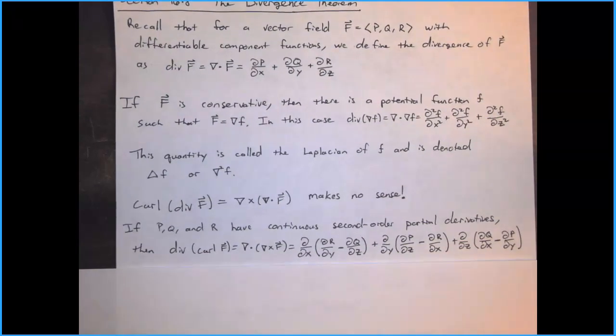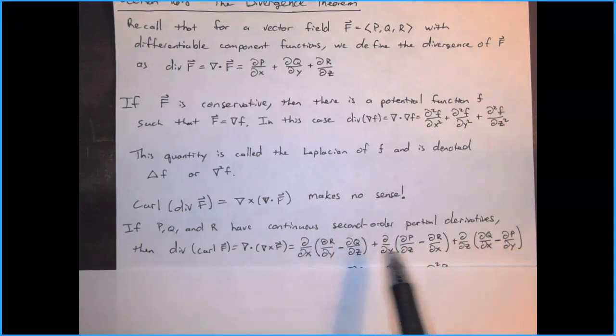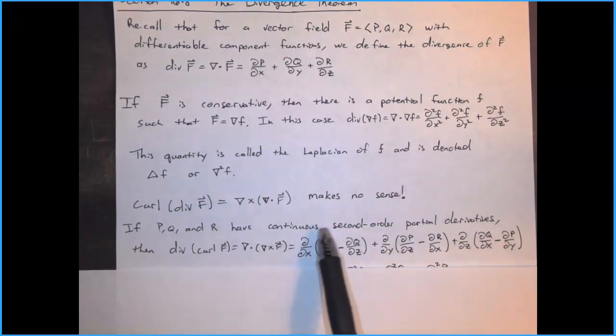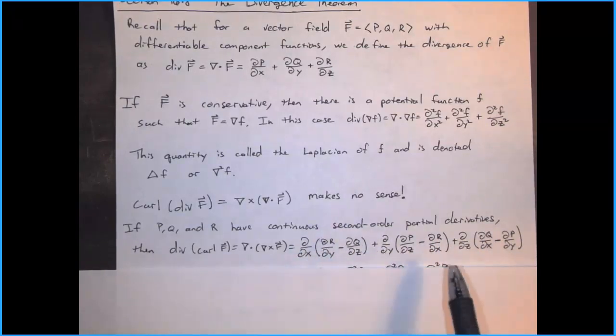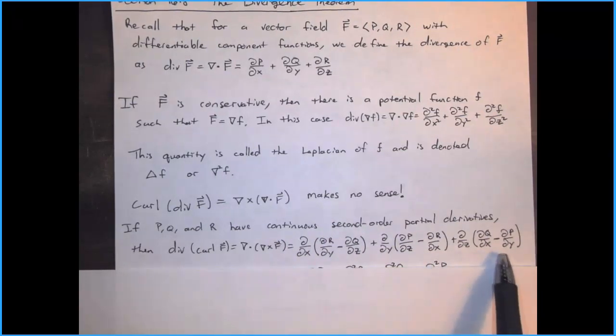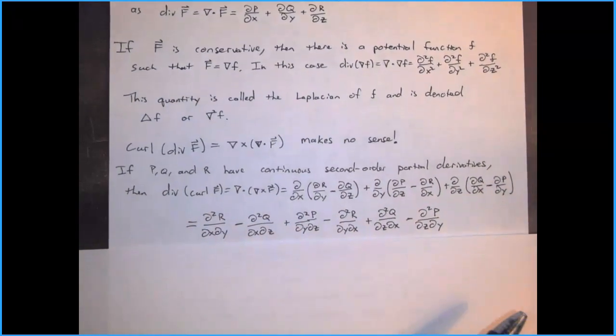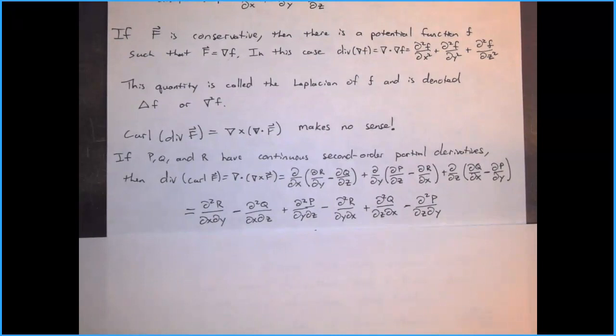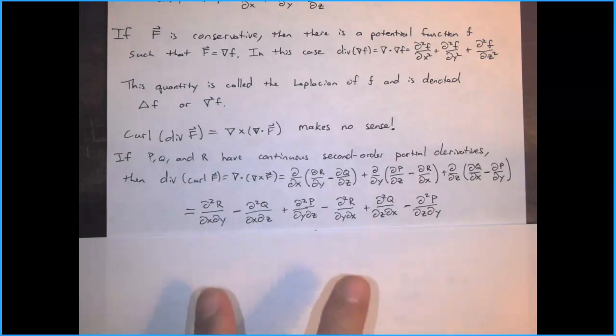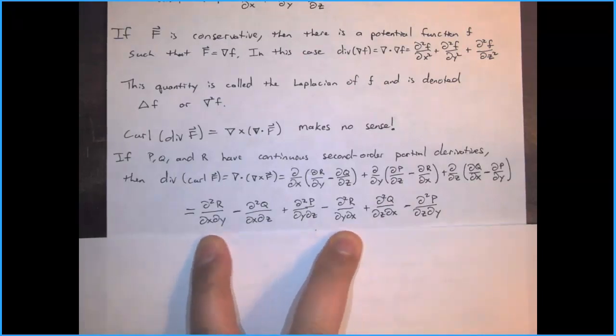So if p, q, and r have continuous second order partial derivatives, and we take the curl of our vector field, which again gives us a vector field, and then we take the divergence of that vector field, what we get is, these are the components of the curl here, and we're taking the derivative of the first component with respect to x, of the second component with respect to y, of the third component with respect to z. That's what it means to take a divergence. And we get these 6 terms here, where each term is a mixed partial derivative of one of the component functions. And if you look at the 2 I have for r, this is just the same mixed partial, taking the derivatives in reverse order.